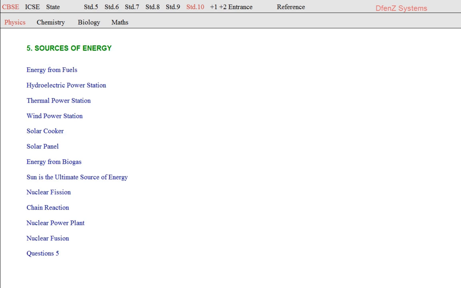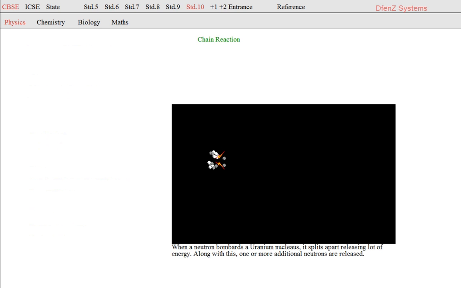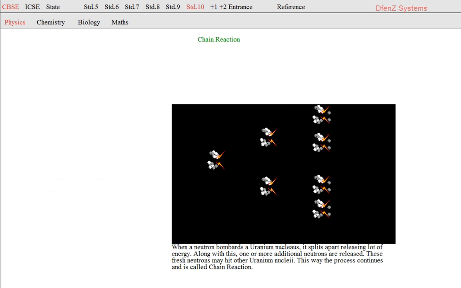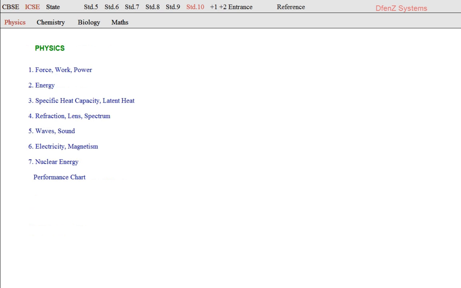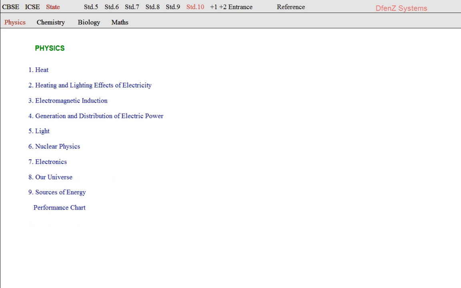Chain reaction. Nuclear fission proceeds in a chain reaction. Now we have seen physics under CBSE. If you click ICSE, you see the topics are changing, and state also the topics are changing.